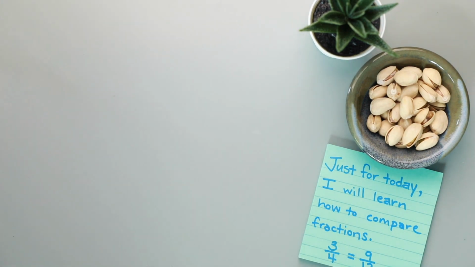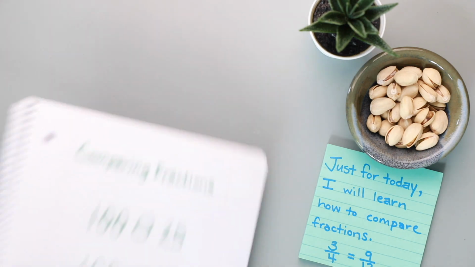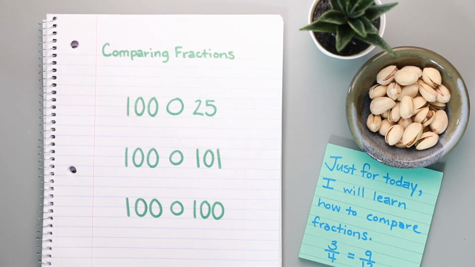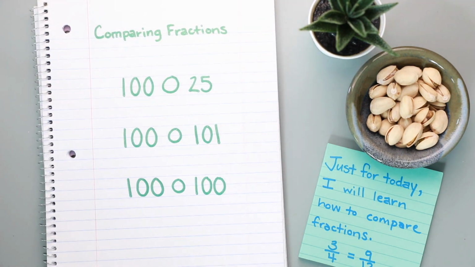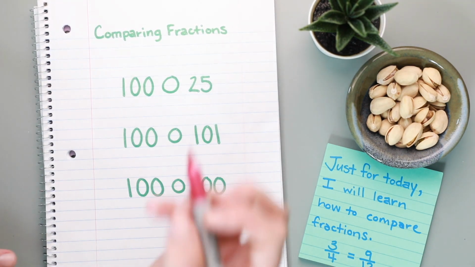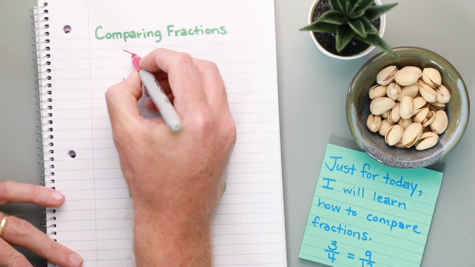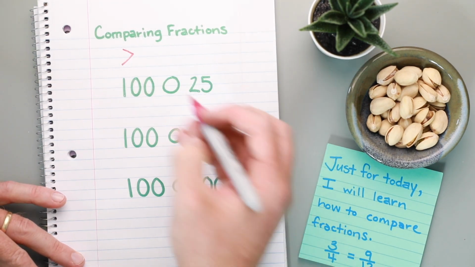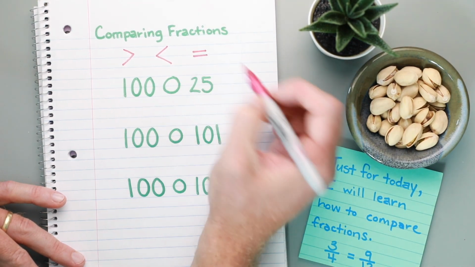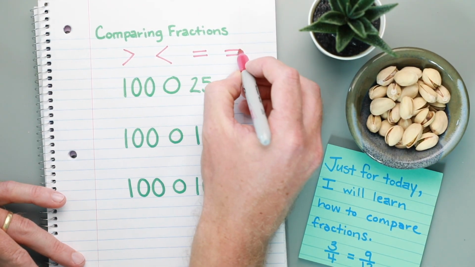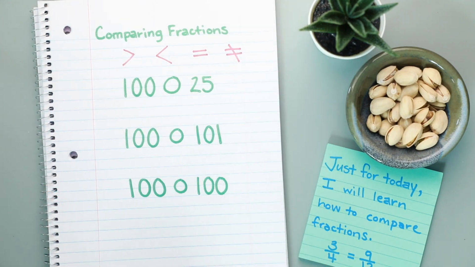The next thing that I'd like to do is go over a couple of important symbols. When we're comparing fractions, or any numbers for that matter, we're going to use 4 different symbols. The first one is greater than, followed by less than, equal to, and in some cases we'll even use not equal to.